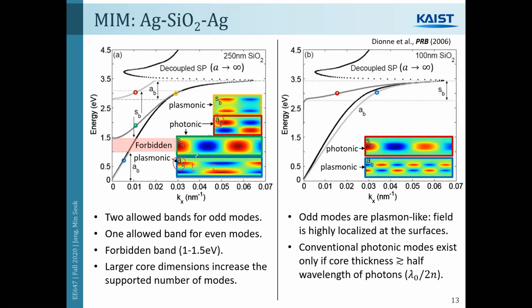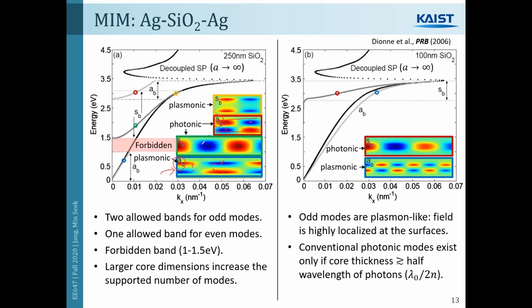The difference is that in the lower case the field maximum is concentrated at the interface. Instead, in the uppercase here, the field maximum is not at the interface. So this is the interface. It's not at the interface, but inside of the core. Okay. How come this is possible?